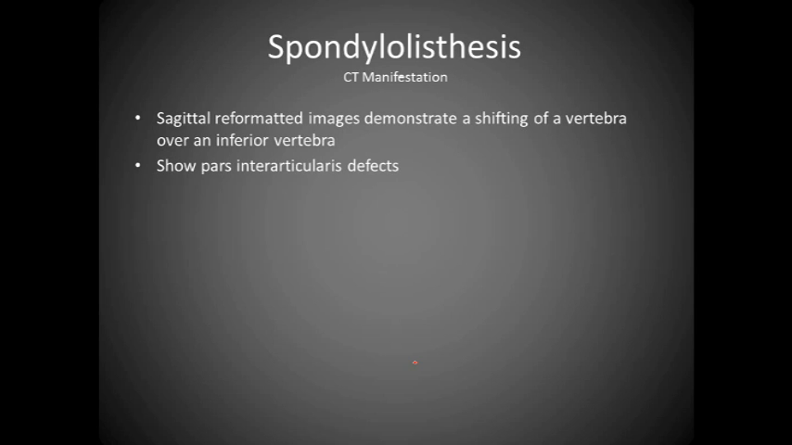It's important to note that sagittal reformation is very essential. This is going to demonstrate a shifting of a vertebrae over an inferior vertebrae, and it's going to best demonstrate it. Coronal images really are not going to be able to show you this, as well as axial images. You're going to rely heavily on the sagittal images. Also, you're going to look for pars interarticularis defects. However, the big thing to remember is sagittal images.